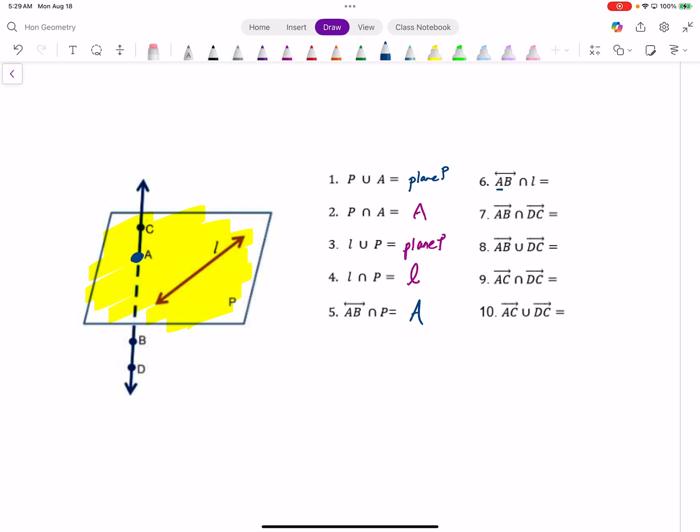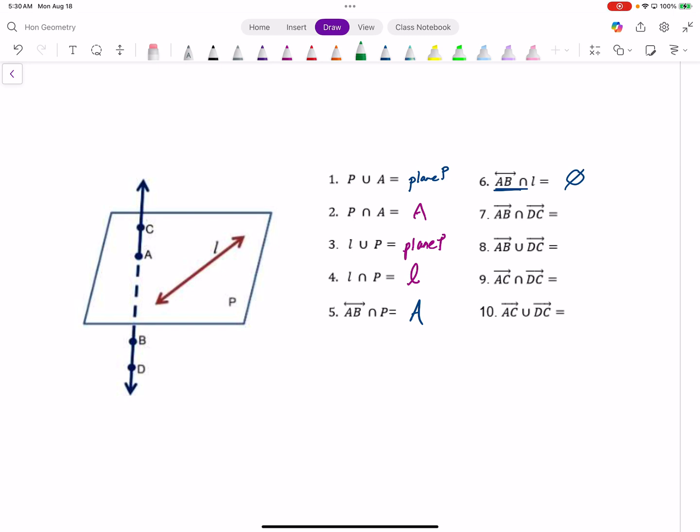Okay, this one, line AB, not in plane P. Line L is in plane P, so that's the empty set. They have no intersection. They're in different planes, and they don't intersect at all. All right, the next one, so erase all this.